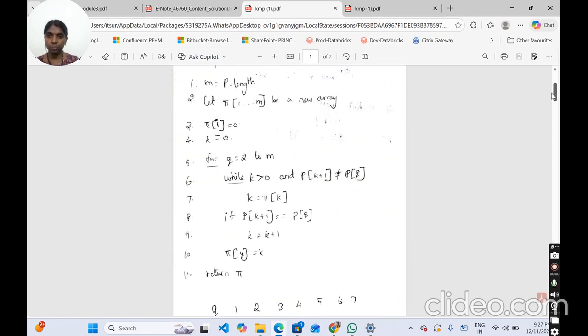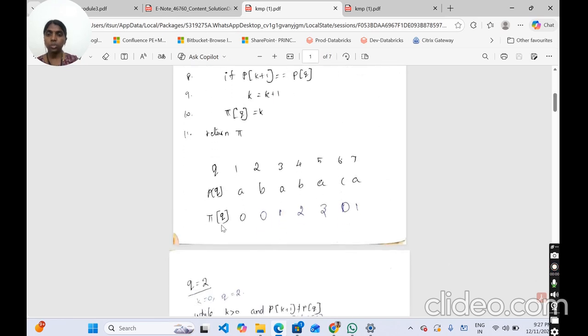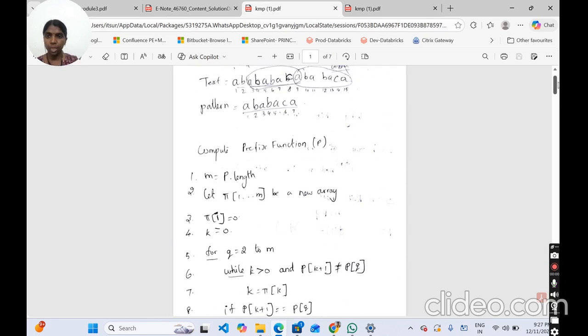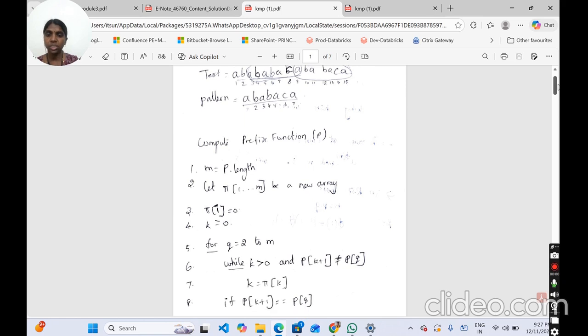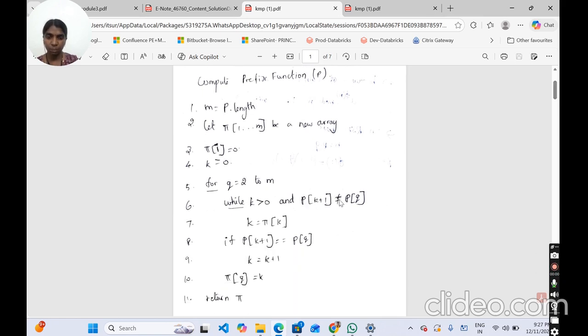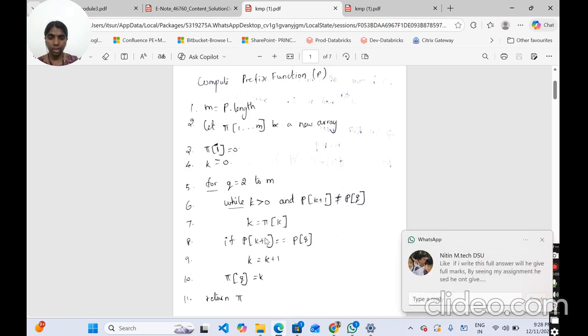So we have it like this. Only for the pattern we are calculating this. In the KMP matcher, the compute prefix function deals only with P of k plus 1 and P of q that we are comparing, not the actual given text; only for the pattern we are computing pi. So in compute prefix function, m equals P dot length of the pattern. We create a new array pi of 1 to m. Pi of 1 we initialize as 0, and k equals 0. For q equal to 2 to m, we calculate this.